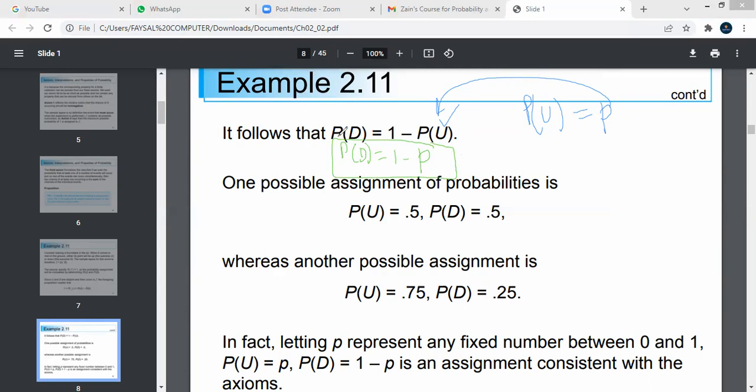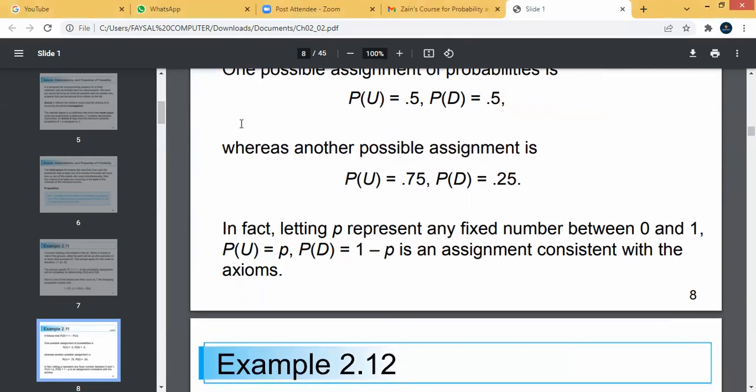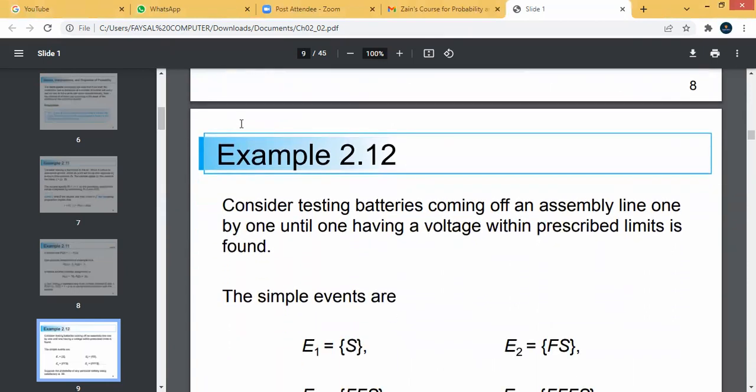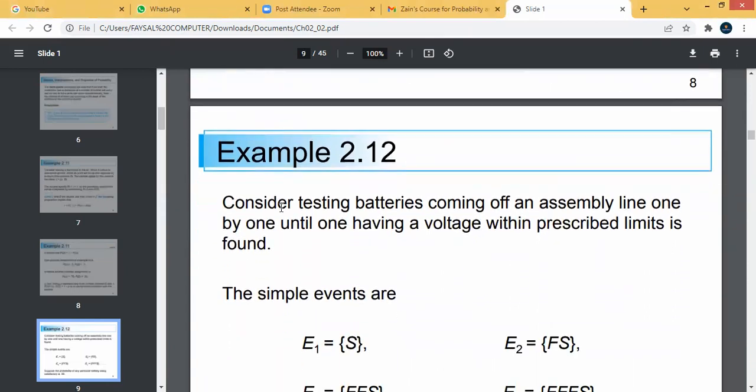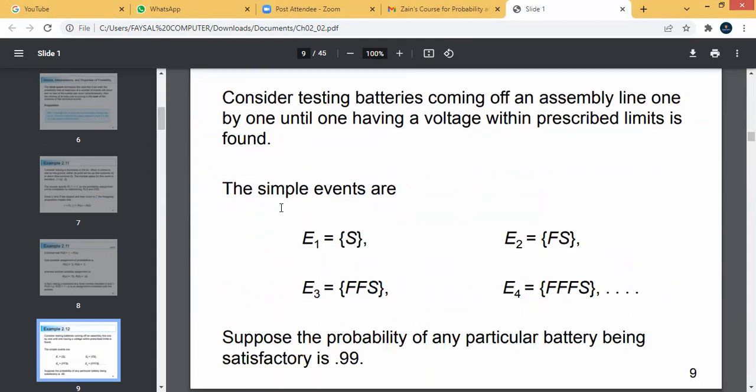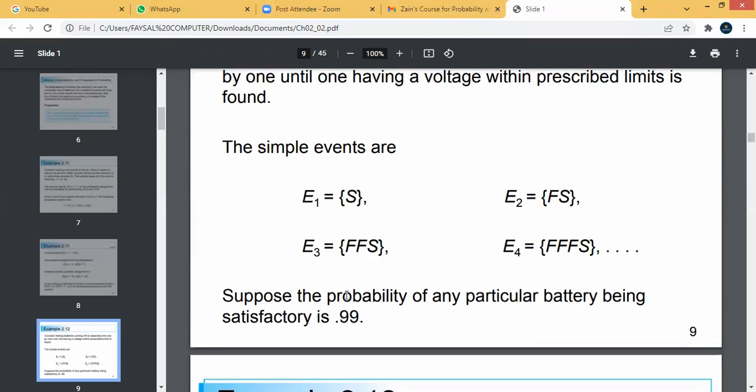So in this way, we arrange the exam notification, which basically consists of what? Domain will be 0 to 1. Now moving towards the next one, example 2.12. Consider testing batteries coming off an assembly line one by one until one having a voltage within prescribed limits is found.